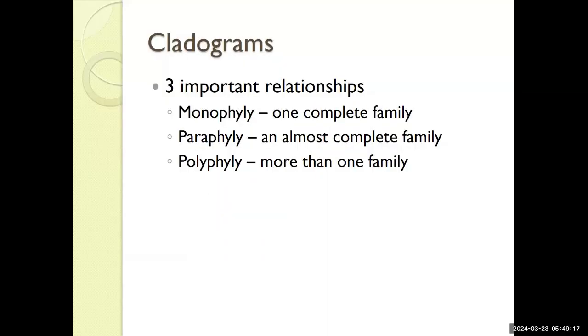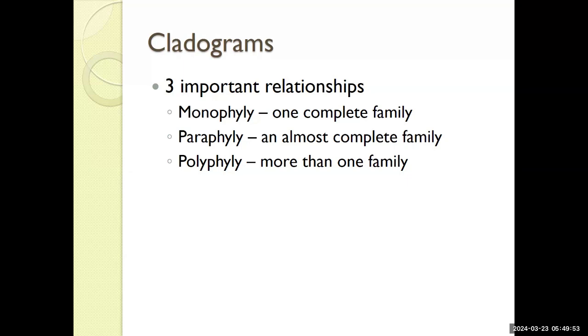You might recall a cladogram is a phylogenetic tree, but how do you read this tree? Well, by looking at the branching patterns, it became clear that there are three important relationships that can be depicted by these cladogram structures. Be able to recognize the difference between monophyly, paraphyly, and polyphyly. Monophyly, the prefix mono describes one. A monophyletic family is one complete family, the shared ancestor and every descendant then on.